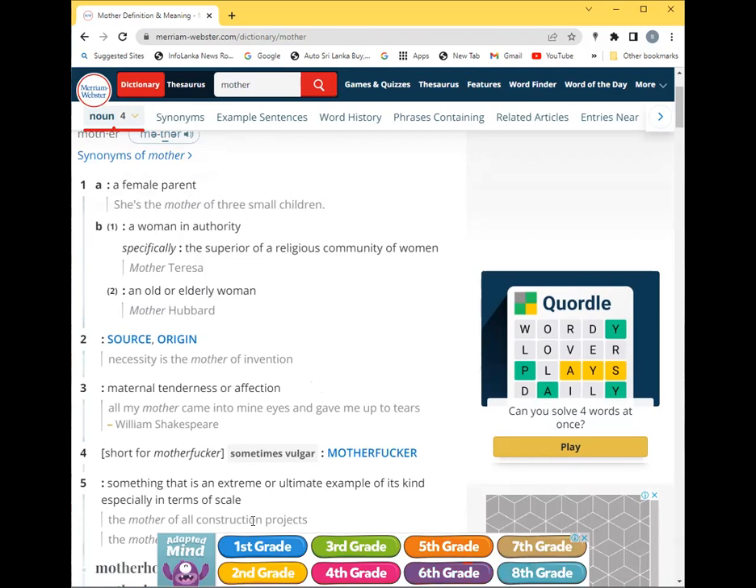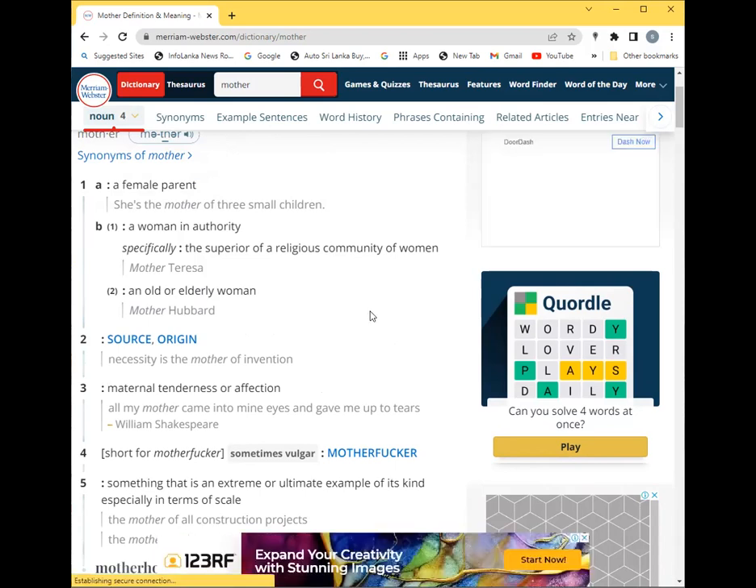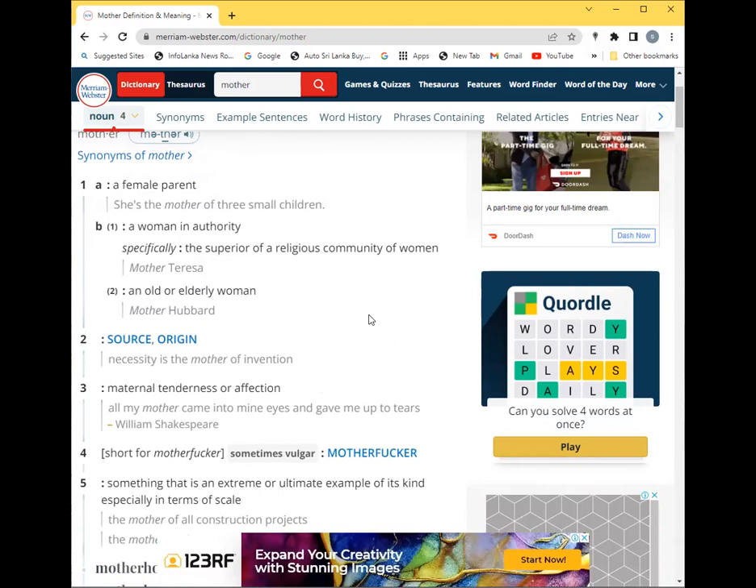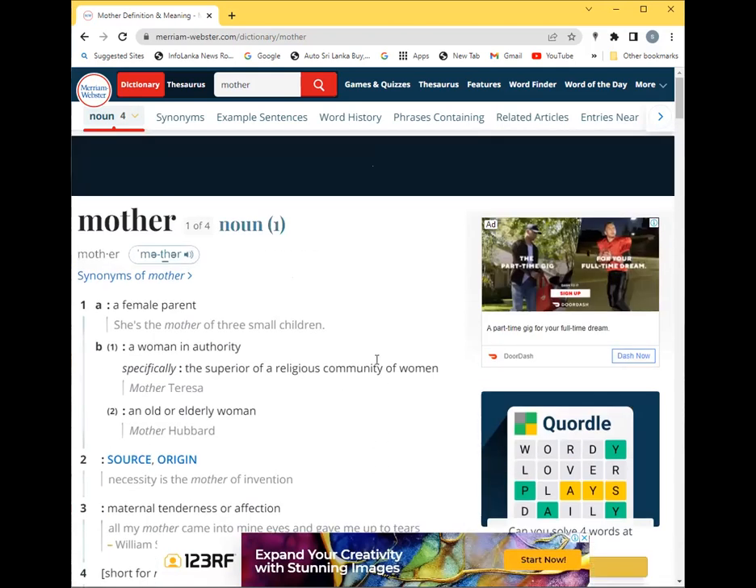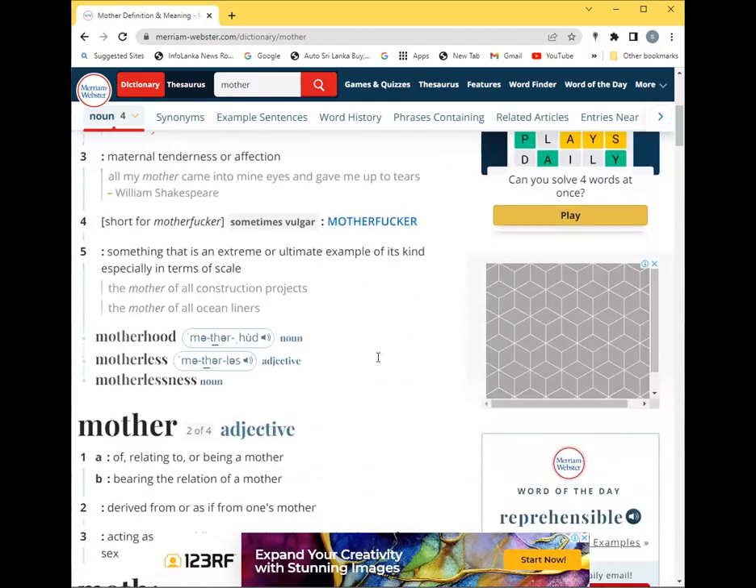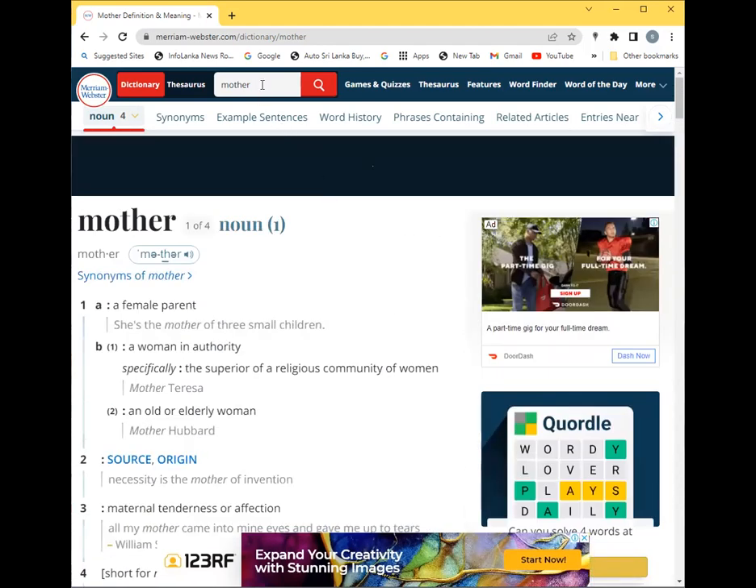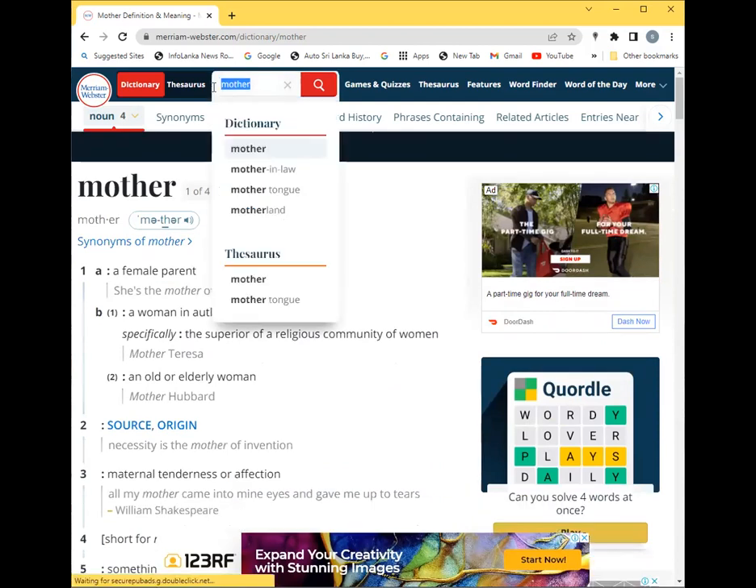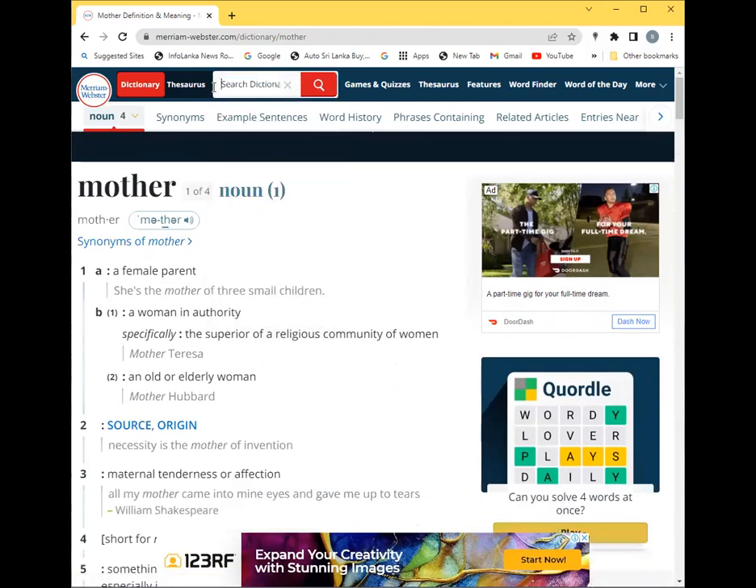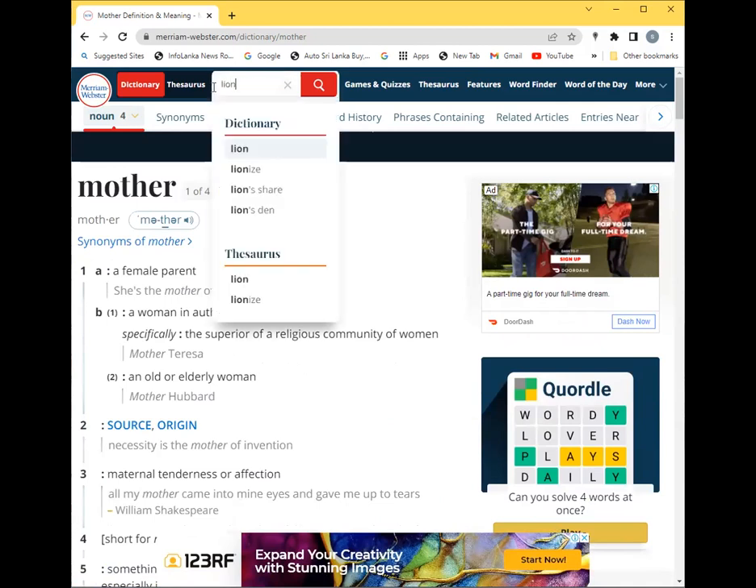Write down this word: lion, L-I-O-N, lion. Find out the denotative meaning in the dictionary.